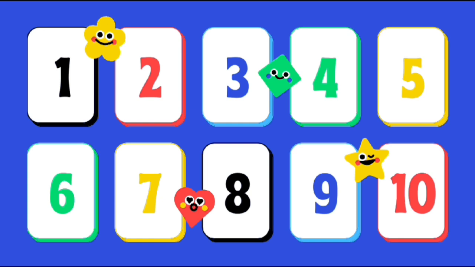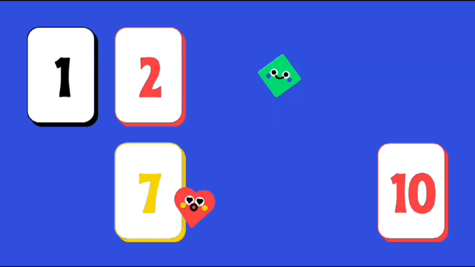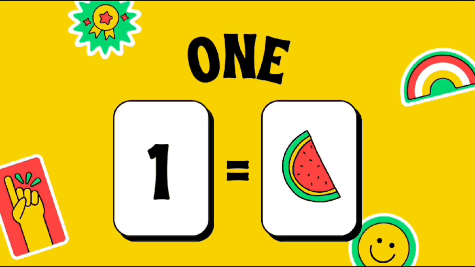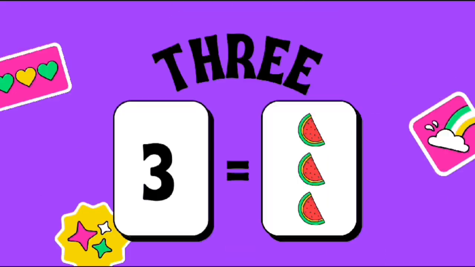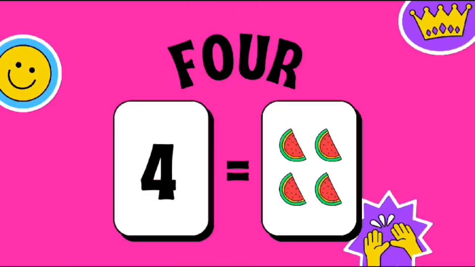1, 2, 3, 4, 5, 6, 7, 8, 9, 10. 1 watermelon. 2 watermelons. 3 watermelons. Can you count with me? 1, 2, 3. 3 watermelons. Can you count with me?